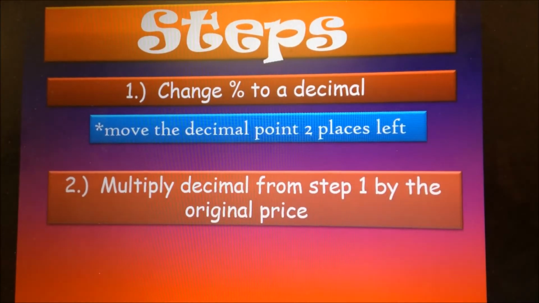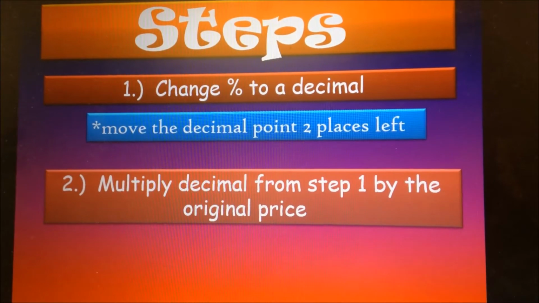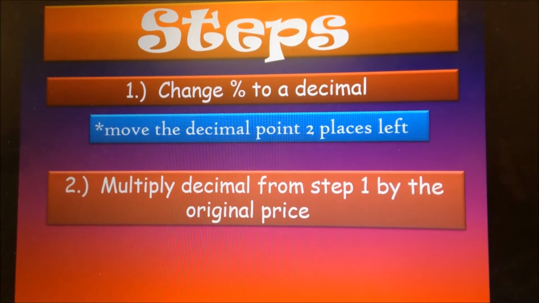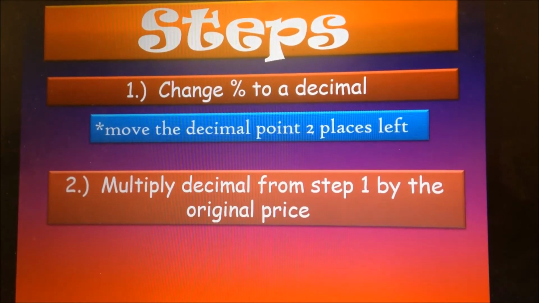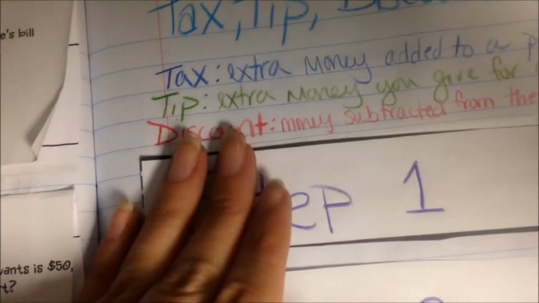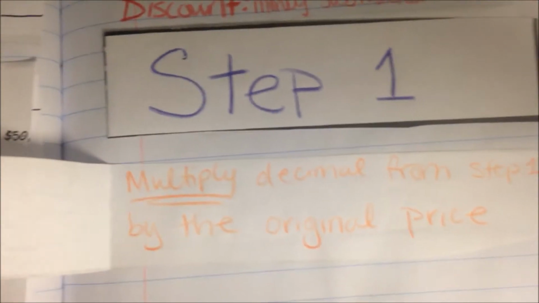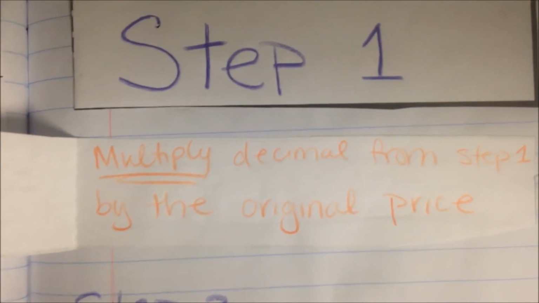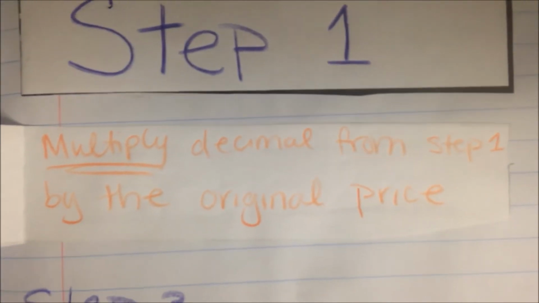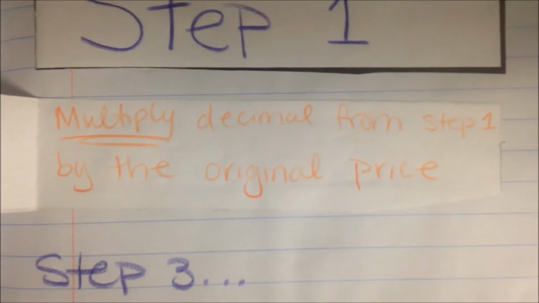Step number 2 is to multiply the decimal from step 1 by the original number. Step number 2, when I open up that flap, it's going to have step number 2, which is to multiply the decimal from step 1 by the original price.